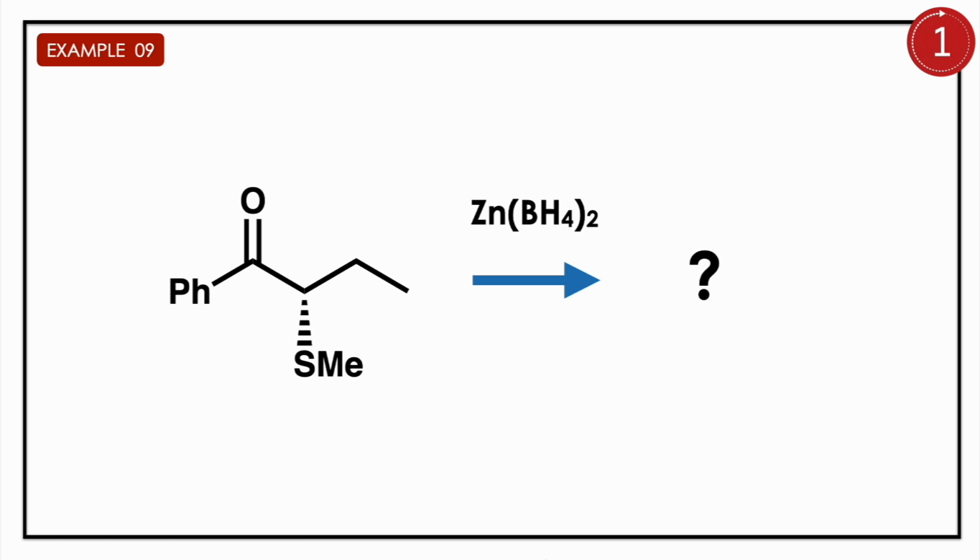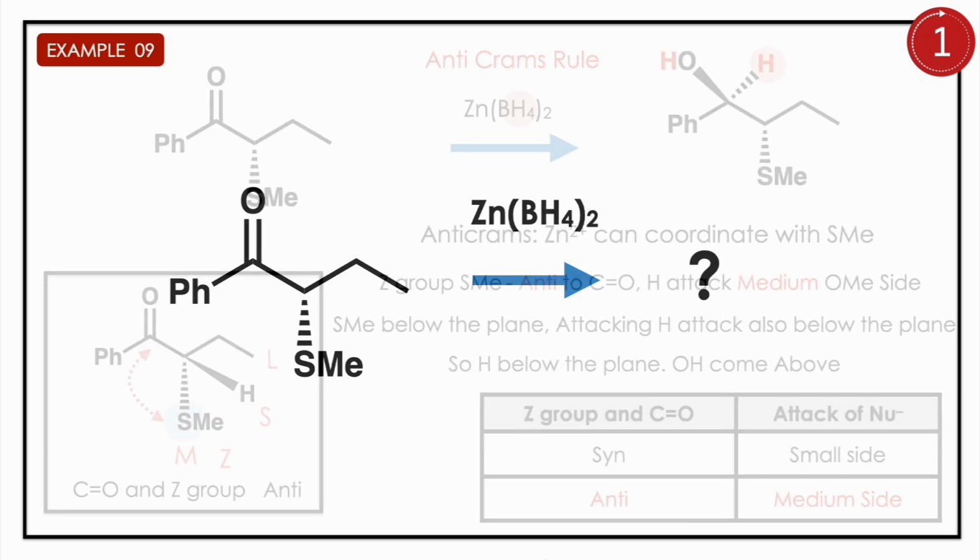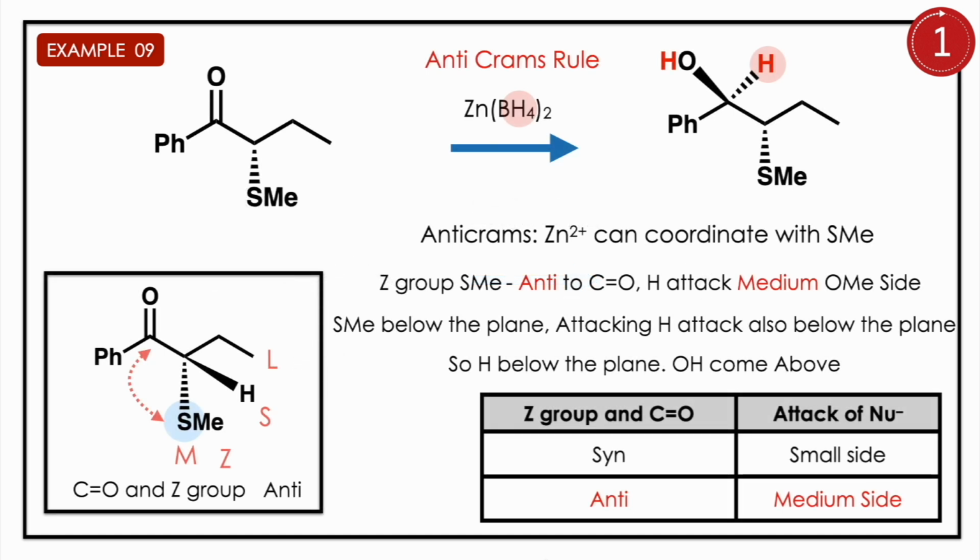Then the next example. Here you have a ketone. One side you have phenyl, another side you have a chiral carbon, hydrogen above the plane, S-methyl group, thioether below the plane, ethyl on the plane. You are using zinc borohydride. You should find what will be the final product. Here you have carbonyl, at the alpha position you have a chiral carbon with sulfur. Sulfur has a lone pair, it can coordinate. You are using zinc, it also helps for chelation. So anti-Cram's rule is possible.